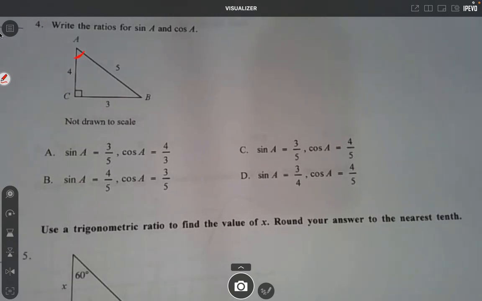The sine is what? Opposite over hypotenuse, which is what? 3 over 5. The sine of A is 3 over 5 so far. Does everybody get that? Especially y'all weren't here, so make sure y'all get that. Then the cosine of A is what? Adjacent over hypotenuse, which is what? 4 over 5. So that means our answer is C. Everybody okay with that?